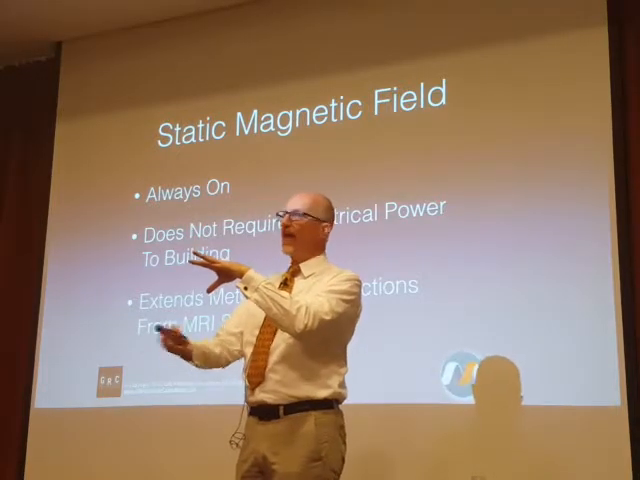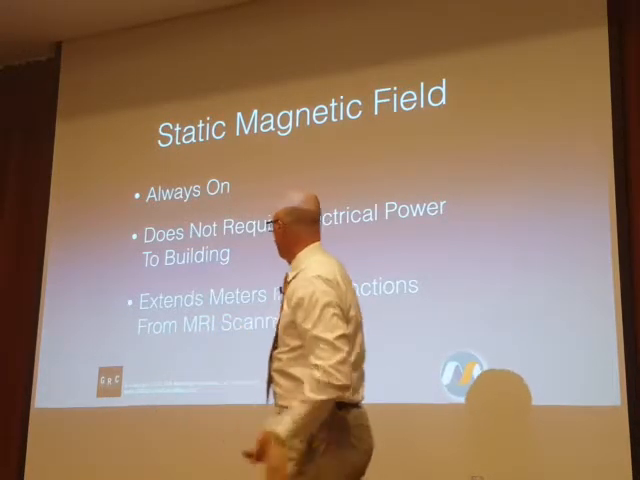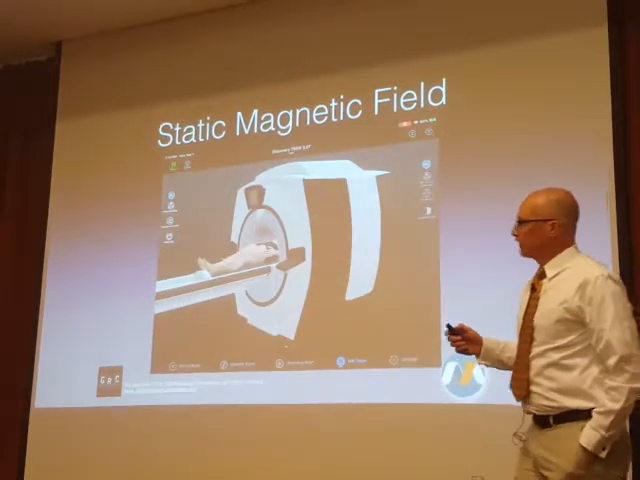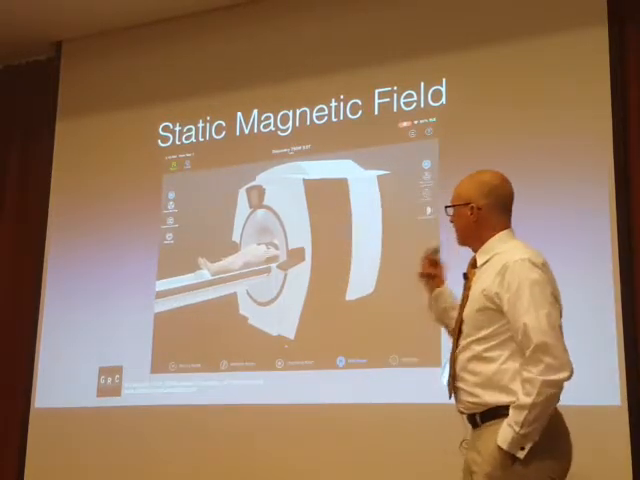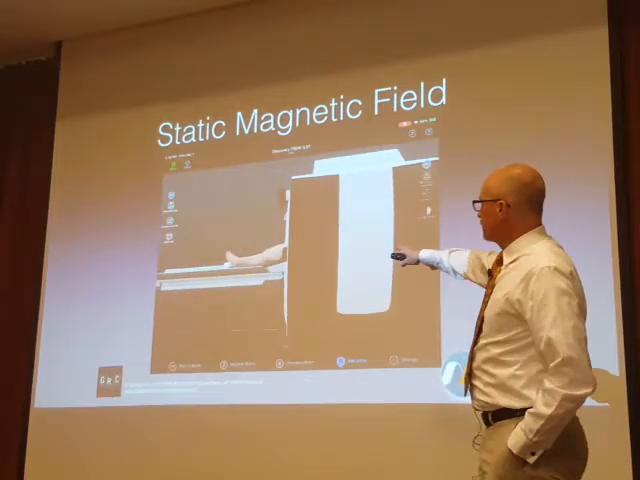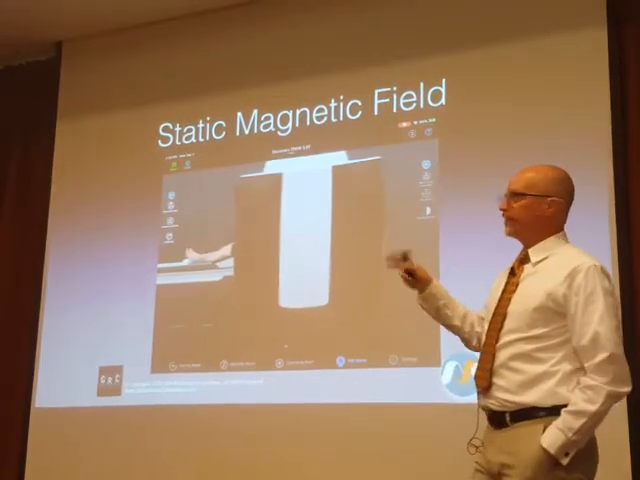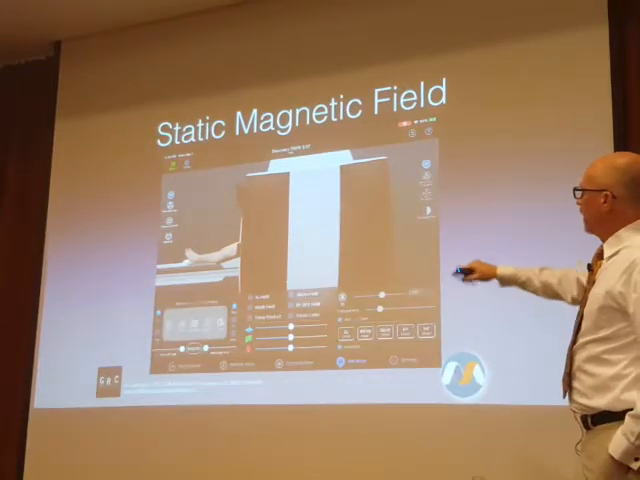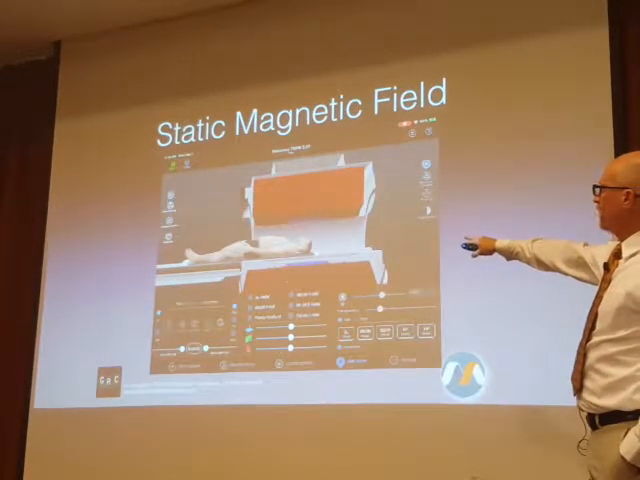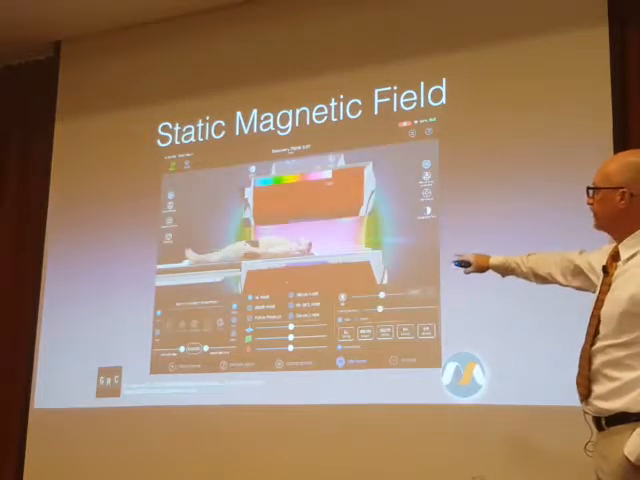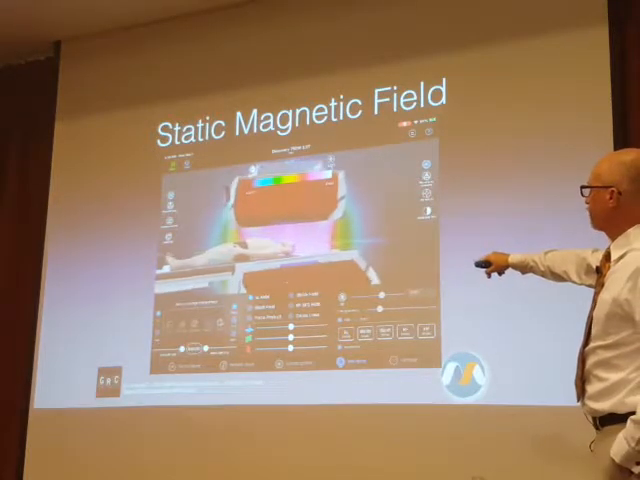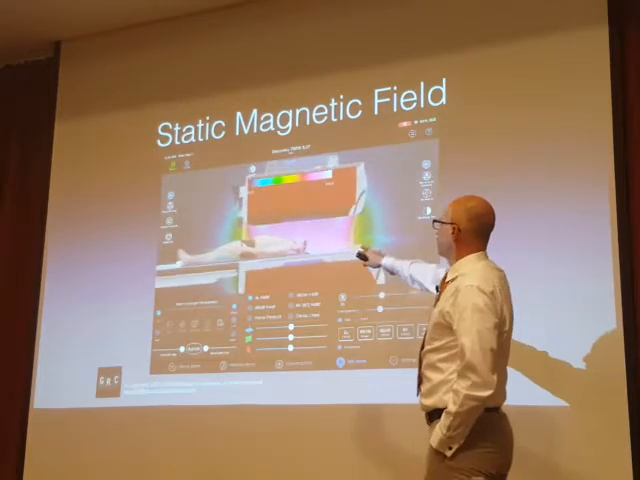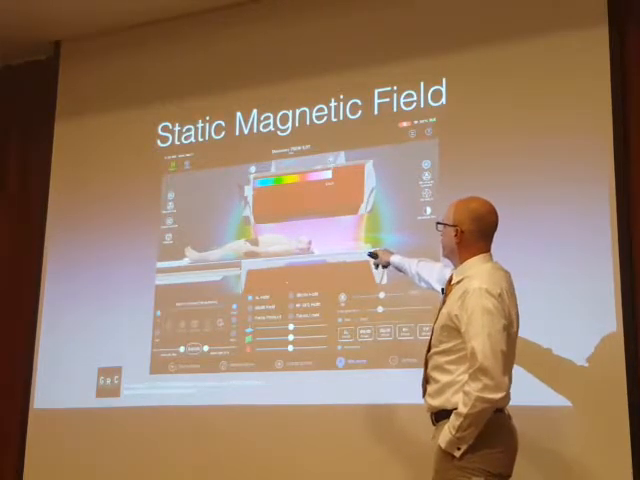Potential, usually at the ceiling level of the floor below. So the static magnetic field exists all around the magnet, but obviously not at a uniform strength everywhere. This is Magnet Vision, and this allows us to visualize the static magnetic field. So what we're looking at right now is a windowed and leveled version of the static magnetic field.